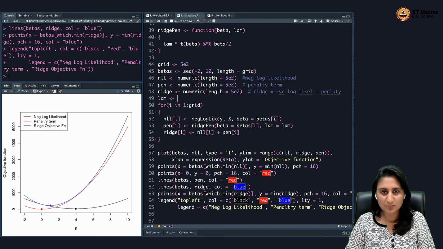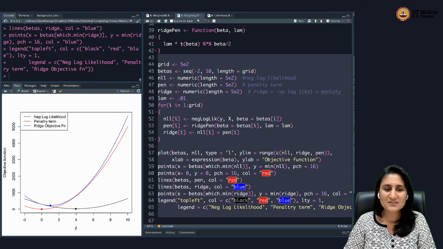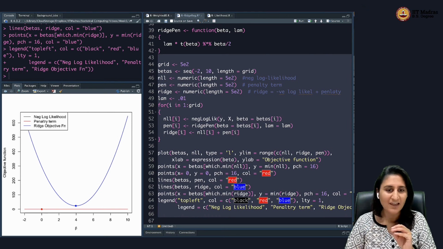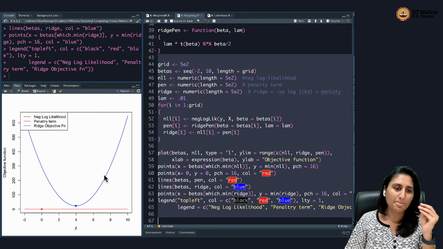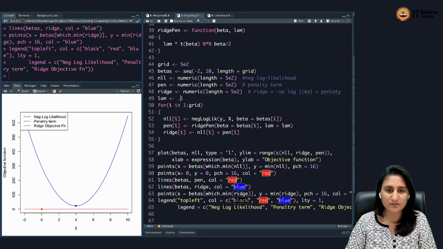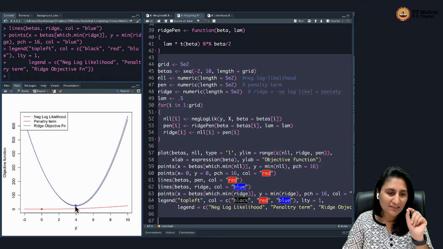So now if I make lambda 0.01, really tiny, then you'll see that the penalty term is really small, right? It's so small that we can't visibly see the negative log likelihood. So maybe instead of 0.01, we'll do 0.5. Now I can see the black is slightly different, and the blue and black are slightly separate.